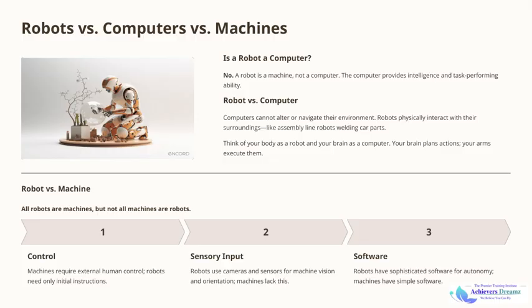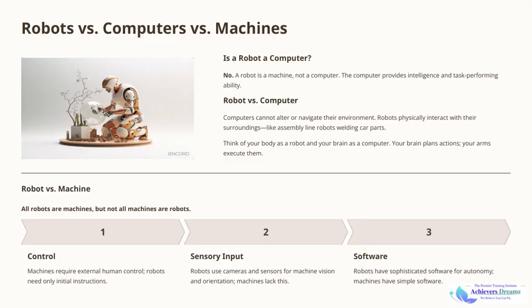To help understand this better, think of your body as a robot. Your brain is like the computer. It plans what you need to do. Your arms are like the robot's limbs. They carry out those plans. Moving on to robots versus machines. Remember, all robots are machines, but not all machines are robots. Robots have specific features that set them apart.